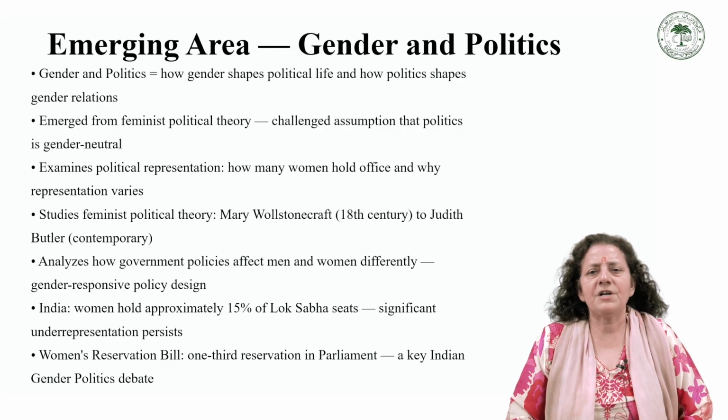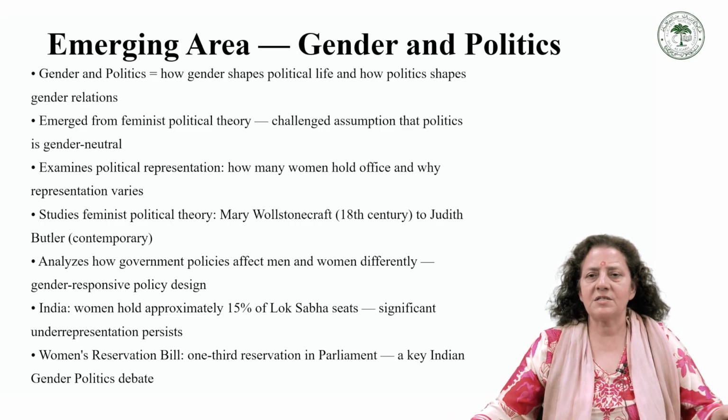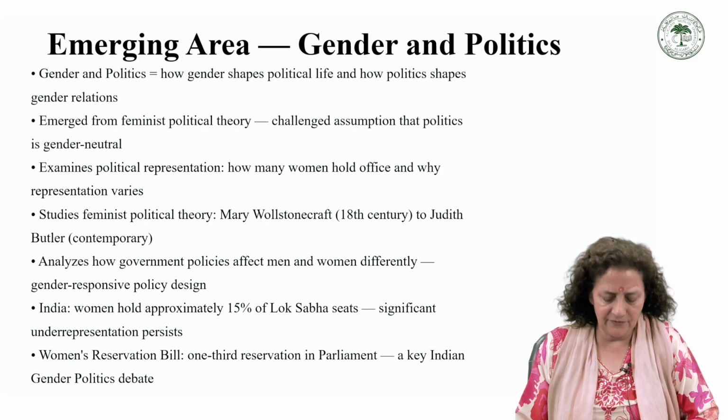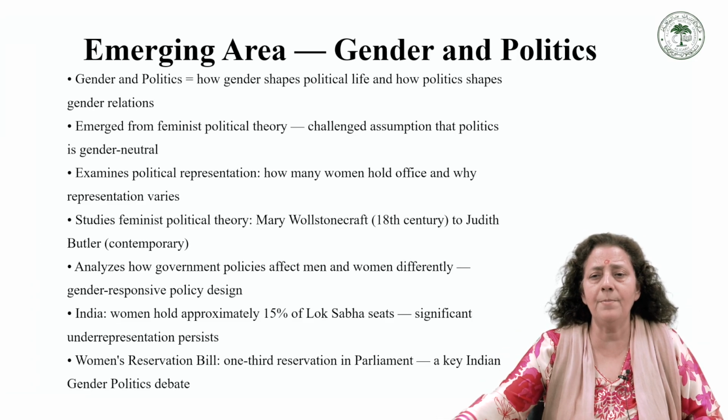The third important emerging area is gender and politics. This field examines how gender, the social construction of masculinity and femininity, shapes political life, and how political institutions and policies shape gender relations in society. It emerged primarily from feminist political theory, which demonstrated that political life has been structured in ways that privilege men and marginalize women. Gender and politics covers several important topics.